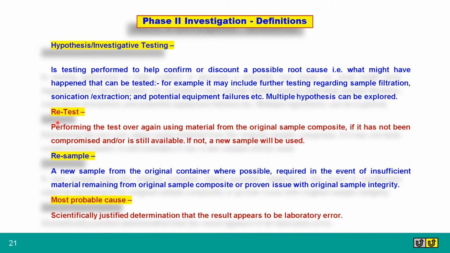Retest. Performing the test over again, using material from the original sample composite, if it has not been compromised and / or is still available. If not, a new sample will be used. Resample. A new sample from the original container, where possible, required in the event of insufficient material remaining from original sample, composite or proven issue, with original sample integrity. Most probable cause. Scientifically justified determination that the result appears to be laboratory error.